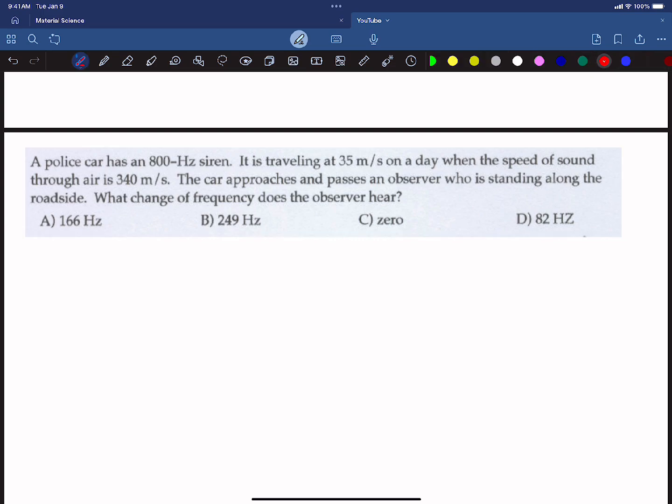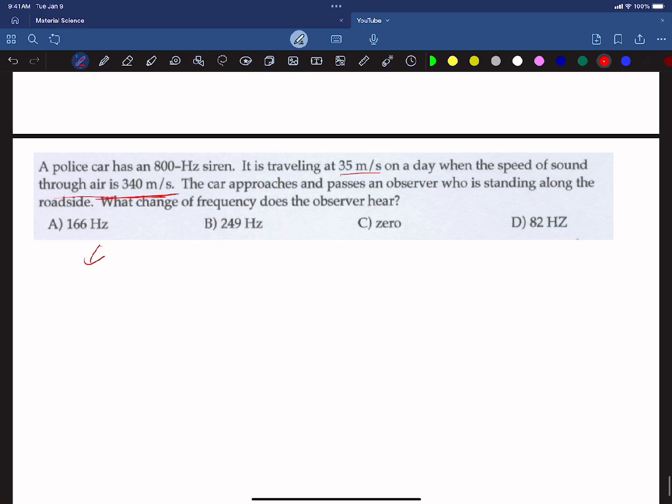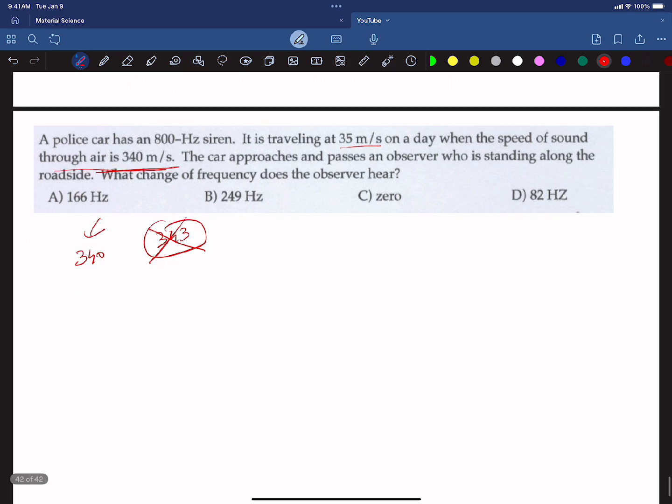A police car has an 800 Hz siren. It's traveling with this speed, on a day when the speed of sound through air is this. The car approaches and passes an observer who is standing along the roadside. What change of frequency does the observer hear?